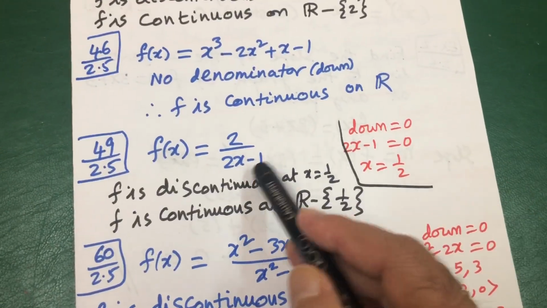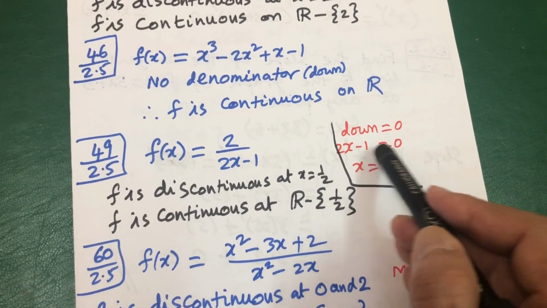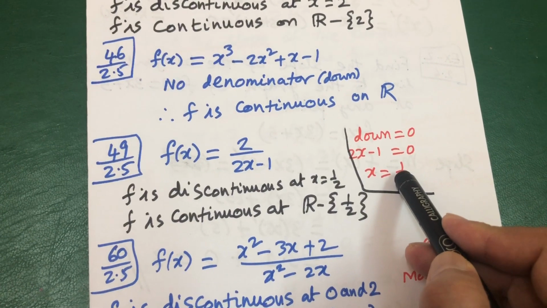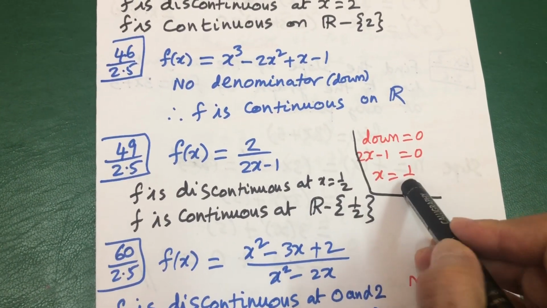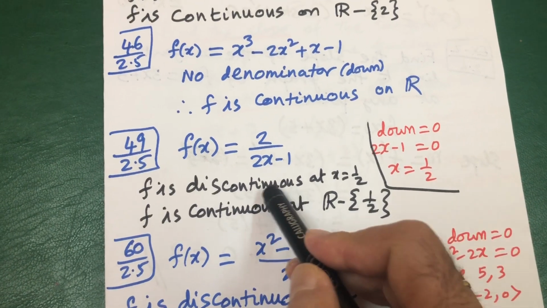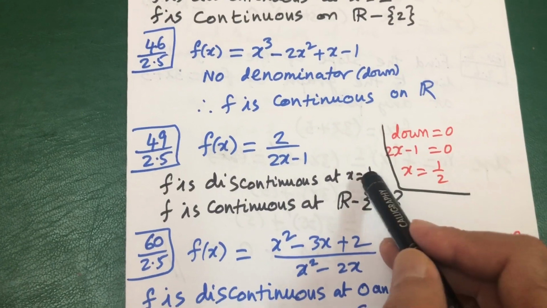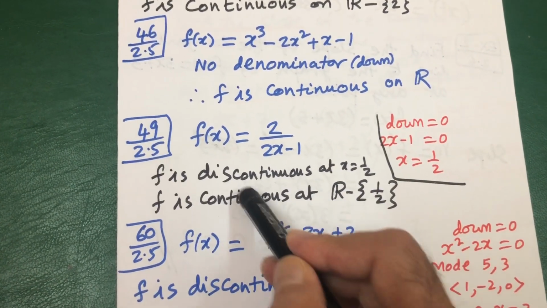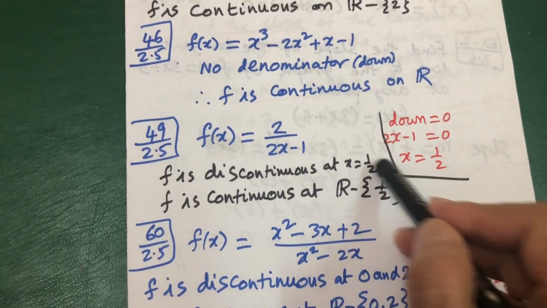So make the denominator equal to 0, that is 2x minus 1. 2x minus 1 equals 0, use a calculator or mind, whatever it is, x equals half. So this is the problematic point where the denominator is becoming 0. This point is called a discontinuity point. So f is discontinuous at x equal to half. Remove this. If you remove it, what you get is called continuous. So x belongs to R minus half. This point you remove.